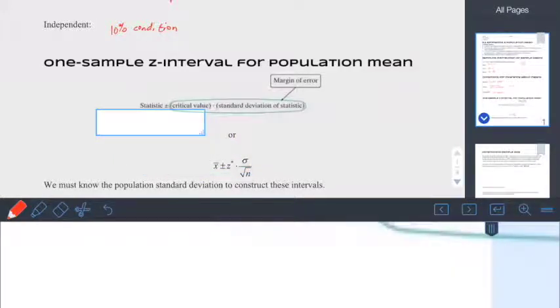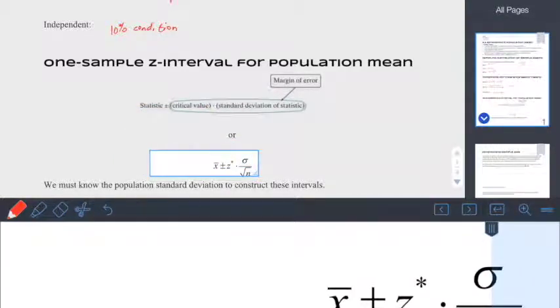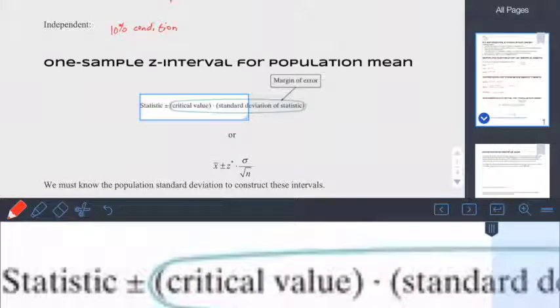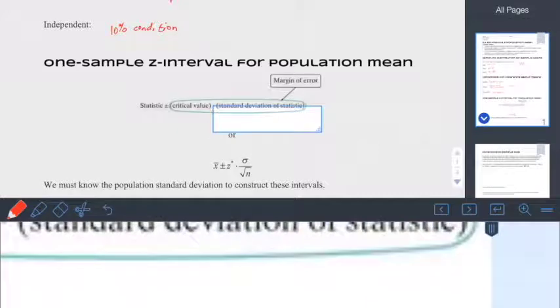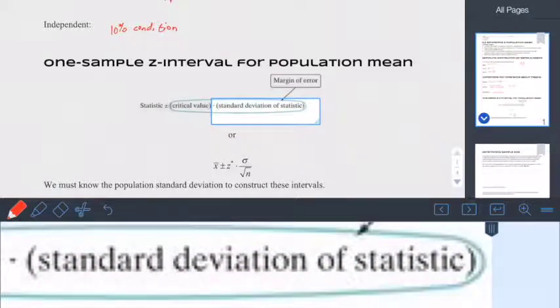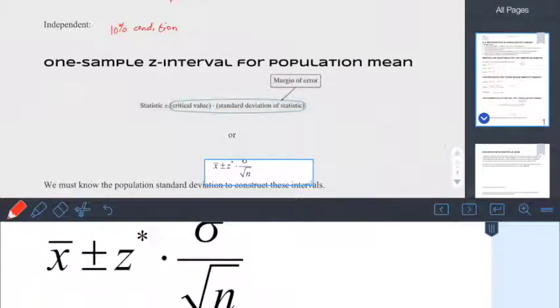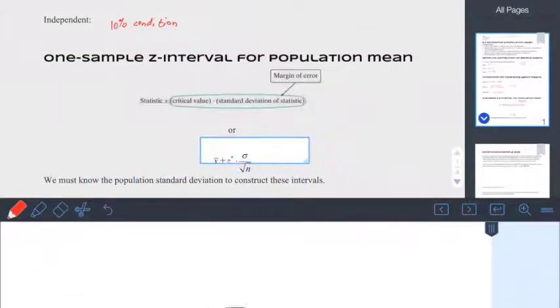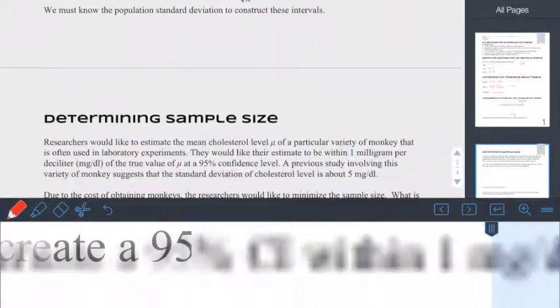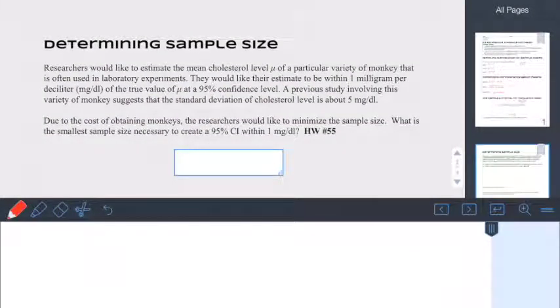In this case, our best guess is x bar for the true mean, plus or minus the critical value, z star, times the standard deviation of the statistic, that's sigma over square root of n that we talked about. We must know the population standard deviation to construct it like this. Most of the time we don't know the population standard deviation. It's very rare because we're using this to guess about the population. So usually we don't know that much about it.